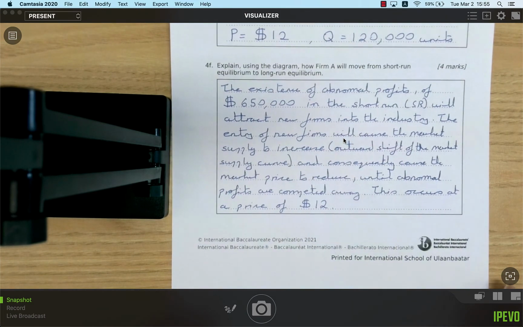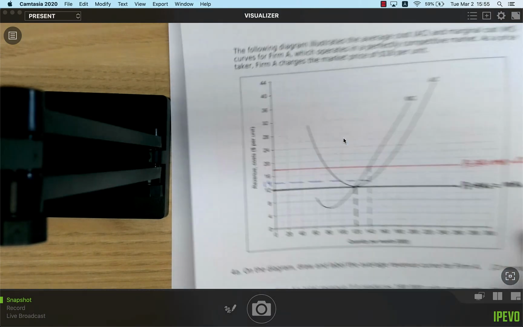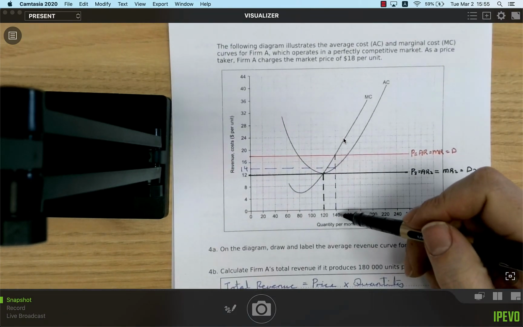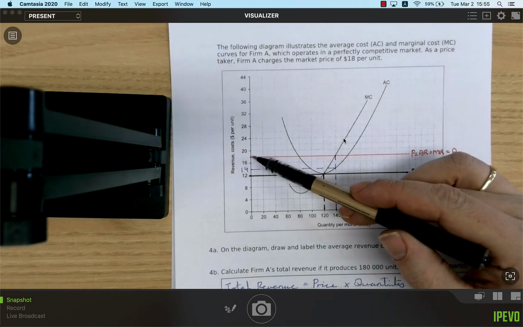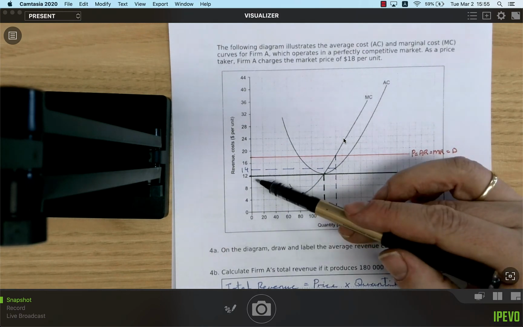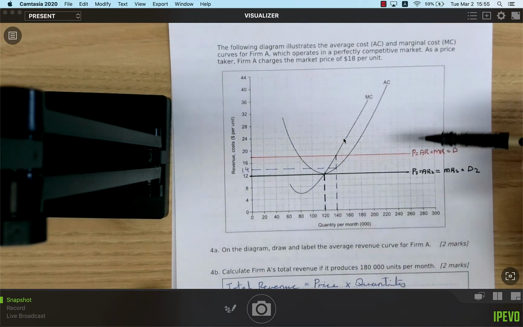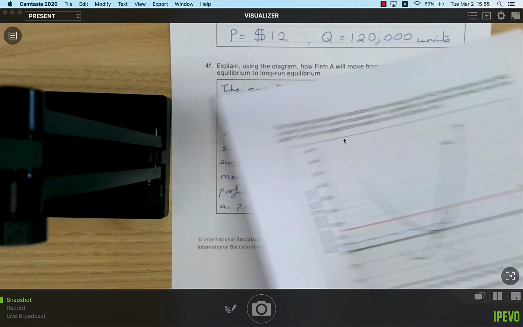Now this is another thing. Explain using the diagram how firm A will move from the short run equilibrium to the long run. How will they go from producing 140,000 a month at $18 each to producing only 120,000 a month at $12 each? Well, what I want you to understand, and I will explain this, is that this depends on the market equilibrium.